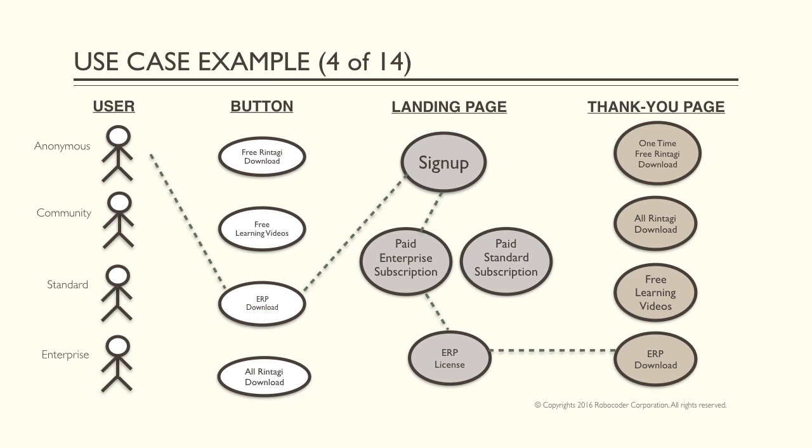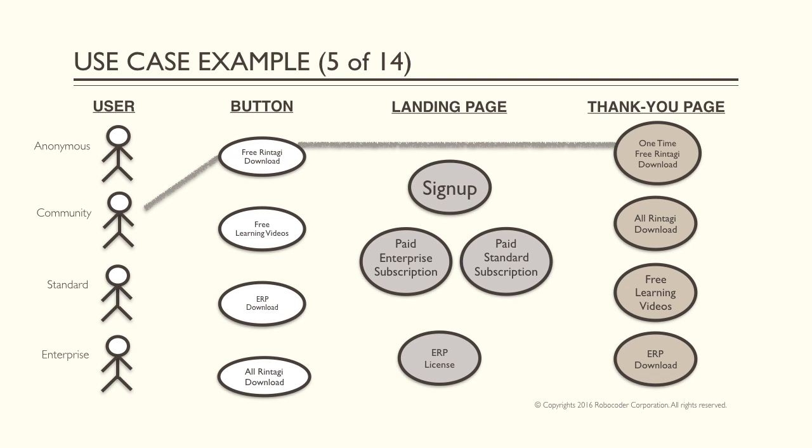If the anonymous user wants to download turnkey ERP source code, after successful sign-up, another landing page would be presented to request for payment. After successful payment to become an enterprise user for 1 year, yet another landing page shows up for the selection of individual ERP modules and additional payment. After that, a thank you page shows up for the download of the selected ERP modules.